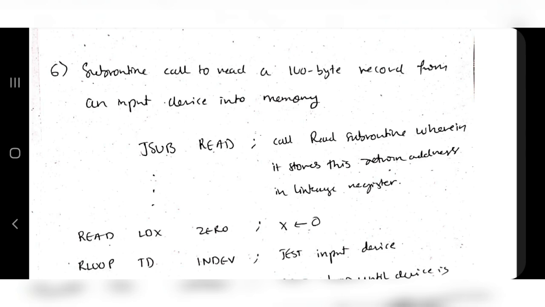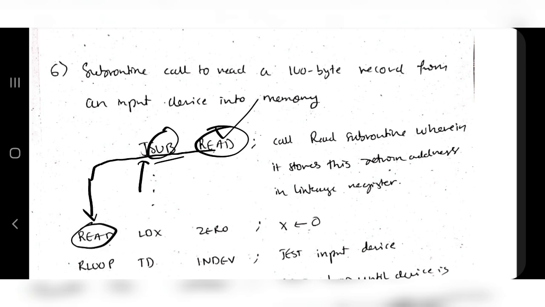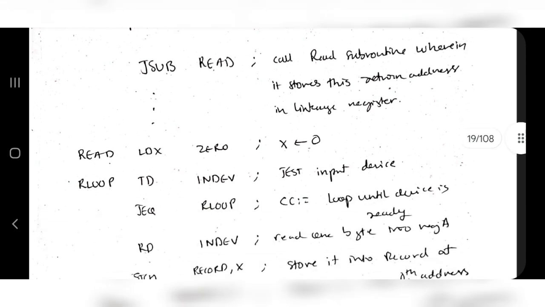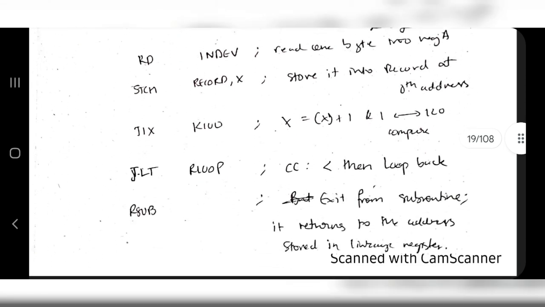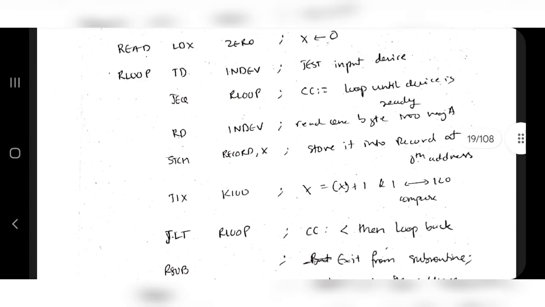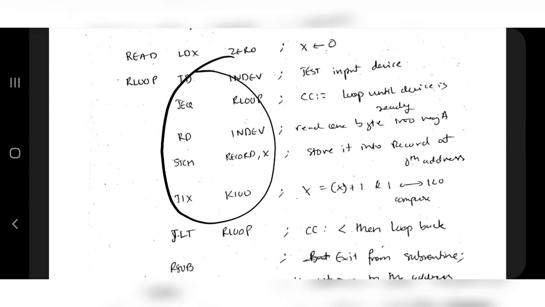So jsub means jump to the subroutine. The subroutine's name is read. So it will search where read is present in the labels part. Wherever read is present, that is a subroutine. It will start from here and jump to this part, and this will be executed now. Until it returns, it will execute. It returns when it encounters rsub. Until it encounters rsub, it will stay here itself, executing this loop.